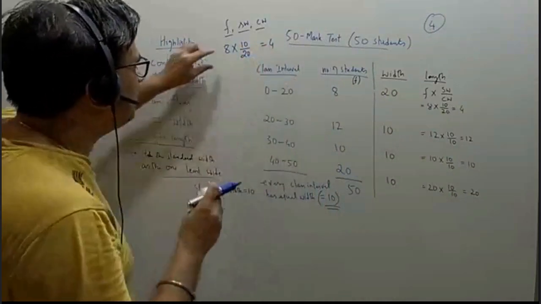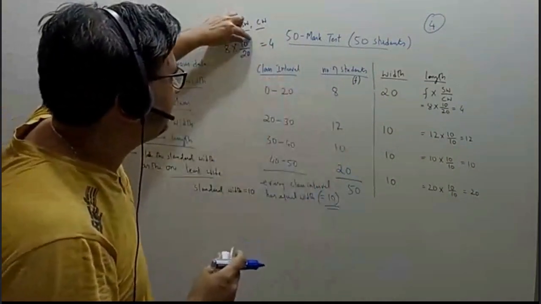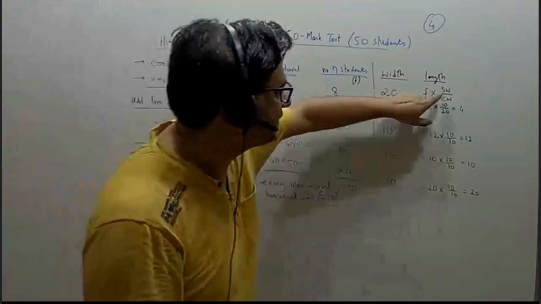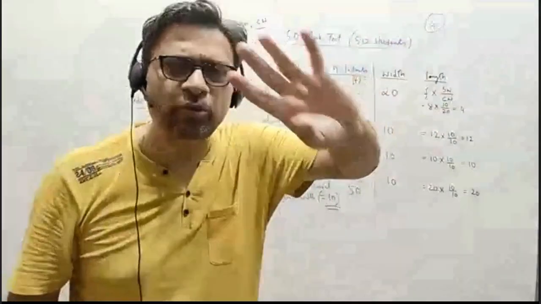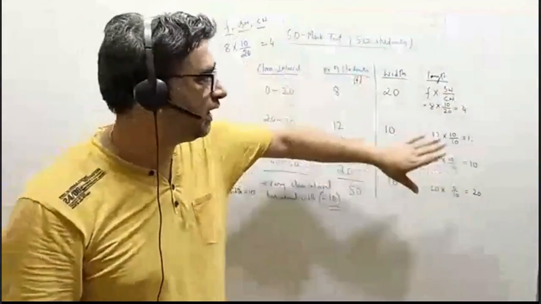Now just reverse engineering. Look, what is 8? 8 is 8. 10 is our standard width, and 20 is the current width. So I'm not applying any formula, folks. I'm not applying any formula.